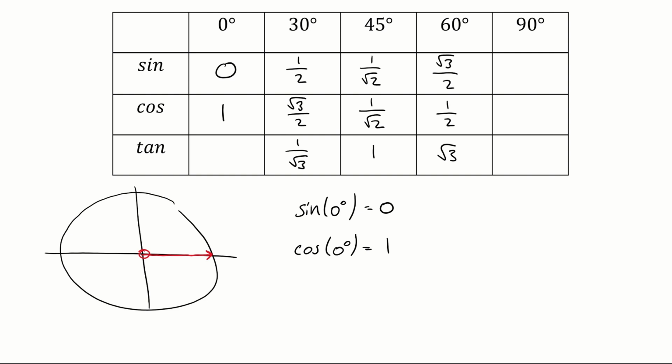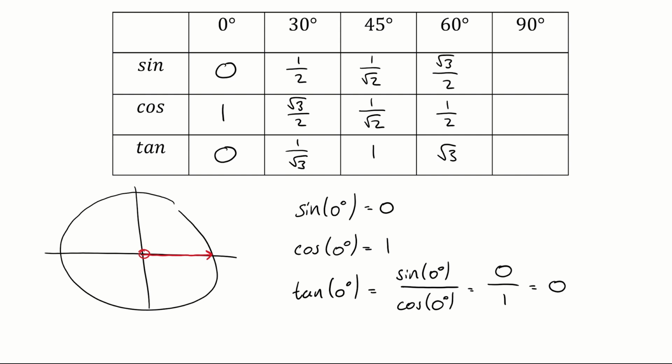Now if I want the tangent of 0 degrees, remember that the tangent is equal to sine divided by cosine. So I do the sine of 0 degrees divided by the cosine of 0 degrees. So the sine of 0 degrees, we know that that's 0, and the cosine of 0 degrees is 1. So my answer here is 0. So I see that the tangent of 0 degrees is 0.